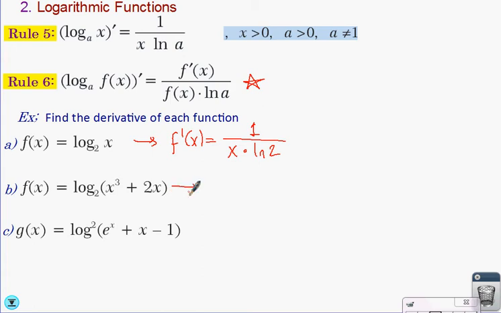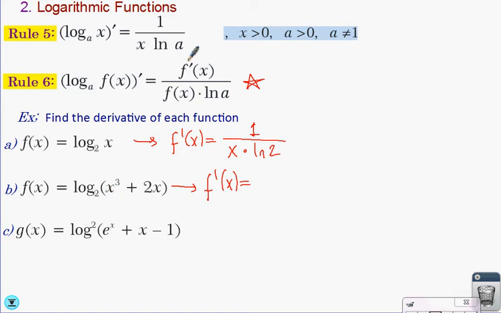So now let's move on. I think you paused the video and tried to solve it. Let me show you what to do. Check whether you have any mistakes or not. So now here we have a logarithmic function. There is a function, there is the base, so we will use this rule.